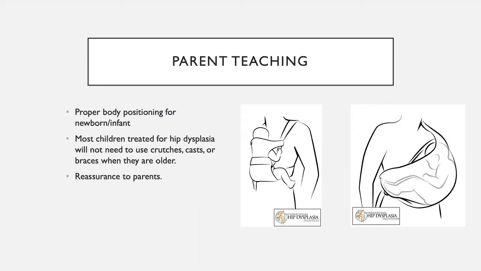You need to teach proper body positioning for newborns and infants. This includes how to properly swaddle an infant and how to choose a baby carrier that's hip safe. It's what this picture is right here. The legs should go around the body. Parents should not use cradle baby slings like this.